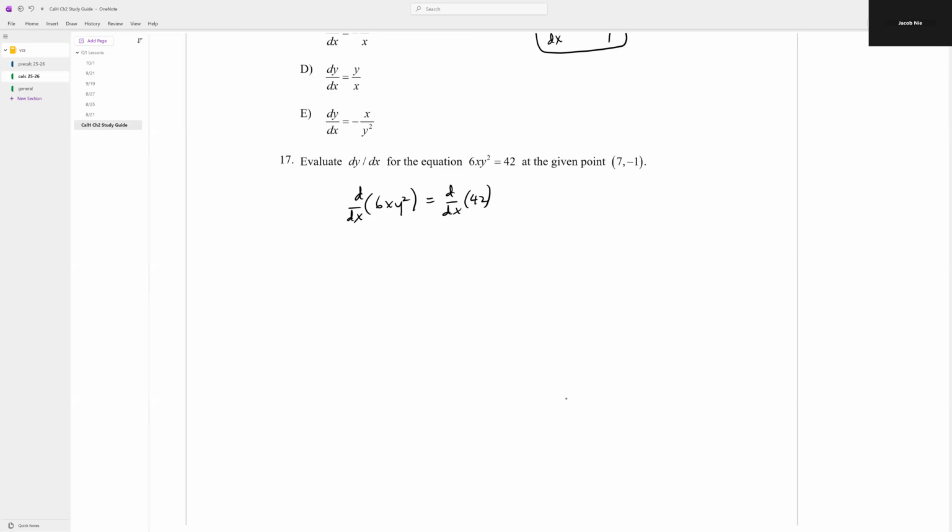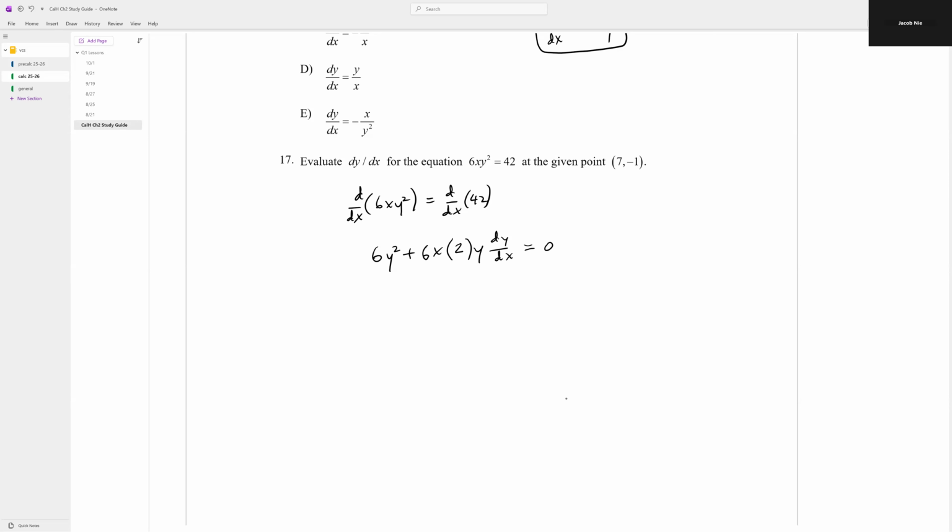And so on the left side, I'm going to use product rule. I'm going to first find the derivative of 6x and leave y squared alone. So that's just going to be 6y squared. Then I add, this time I leave the 6x alone and find the derivative of y squared. That's going to be 6x times 2y times dy dx. Right? Because the derivative of y squared, same as above, is 2y times dy dx. Finally, the right side is equal to 0.